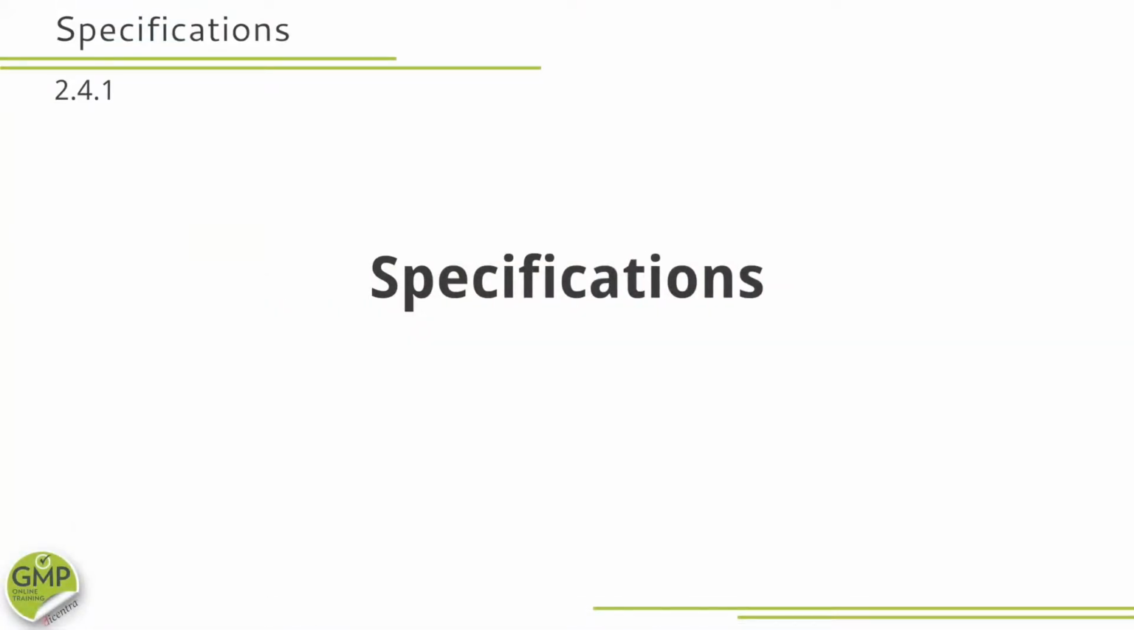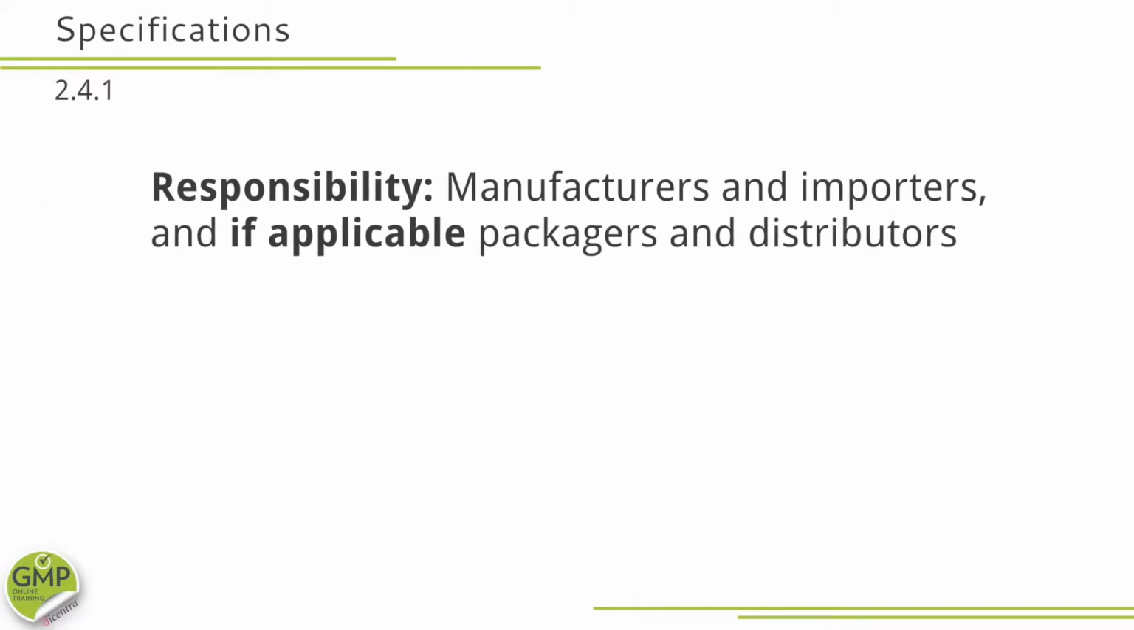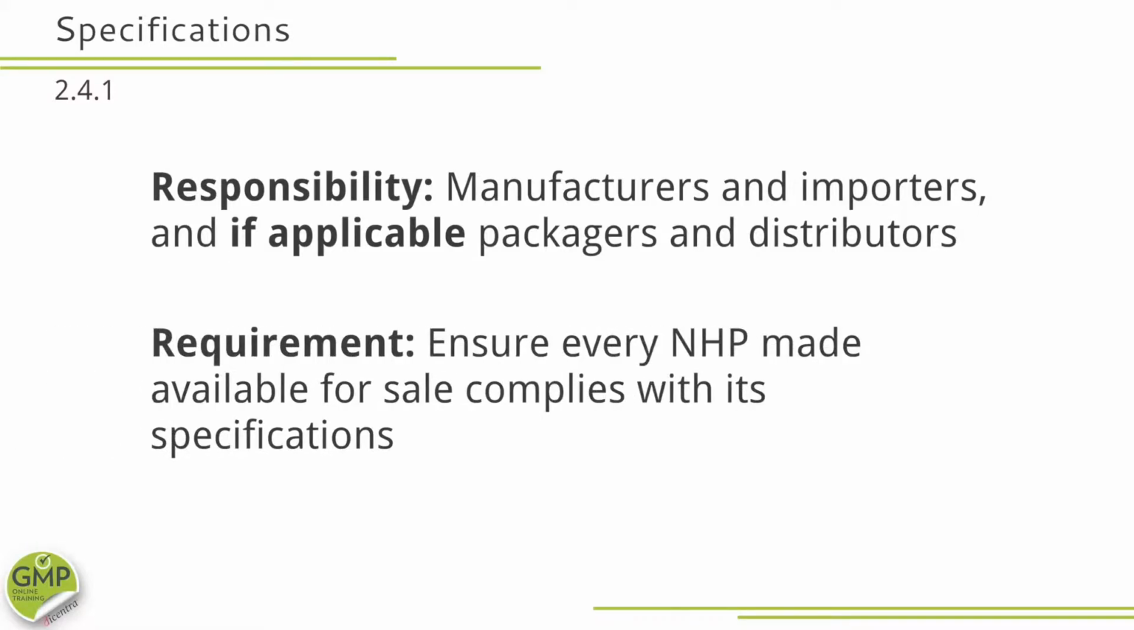2.4.1 Specifications. Responsibility for complying with this section lies with manufacturers and importers, and, if applicable, packagers and distributors. The onus for the GMPs is on manufacturers and importers, but the responsibility may be undertaken by packagers and distributors, depending on contractual agreements. The requirement here is to ensure that every NHP made available for sale complies with the specifications. We've already looked at the definition of sale, so now let's look more closely at the definition of specification.